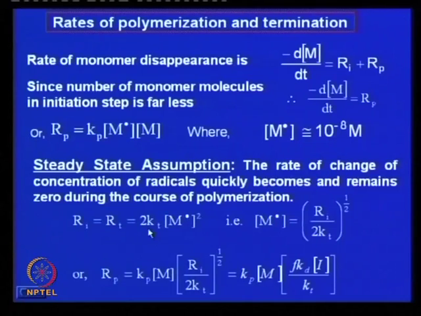Now, rate of termination is twice k_t [M•] squared. This factor of 2 here is due to the fact that during this termination, 2 growing free radicals are involved in the termination process. That is a convention. Since 2 free radicals are involved in the termination step, this factor of 2 has come, and this [M•] into [M•] squared. So, from this relation one can get the concentration of this growing free radical chain as equal to (R_i by 2 k_t) under square root.